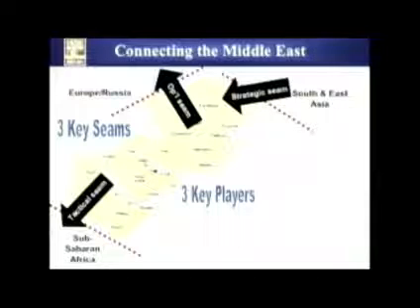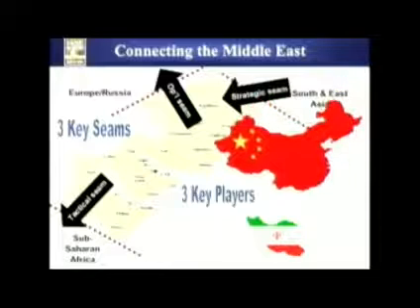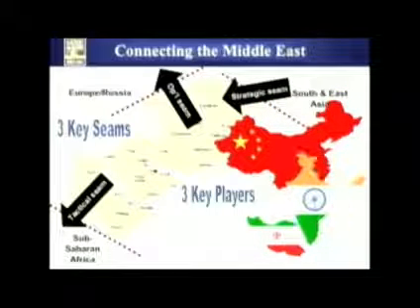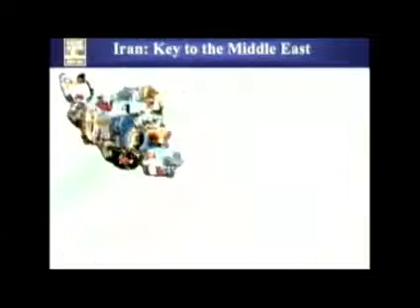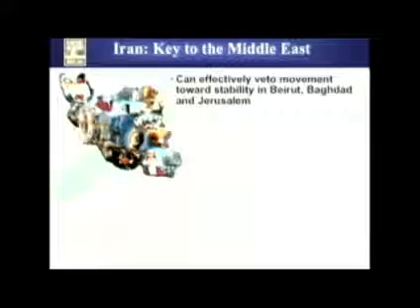Three key players in this instance. Iran is the Avis of oil and gas. It has two new big friends, China and India. We are not going to successfully isolate Iran under any circumstances. In fact, Iran is the key to making stability come about in the Middle East. They can effectively veto our efforts throughout the region.